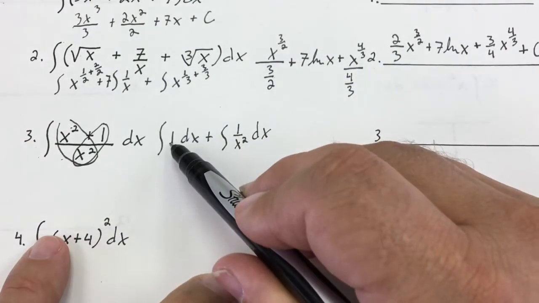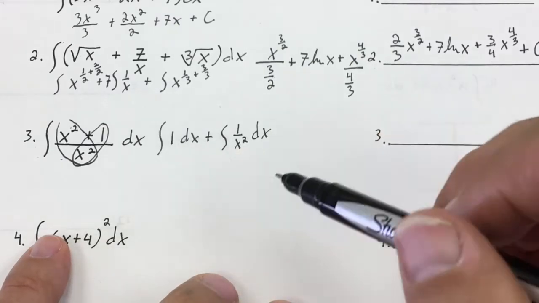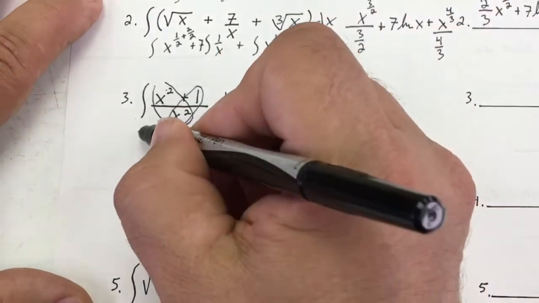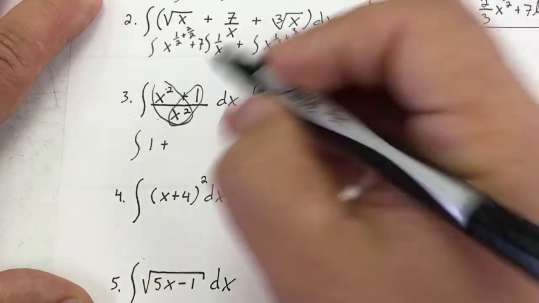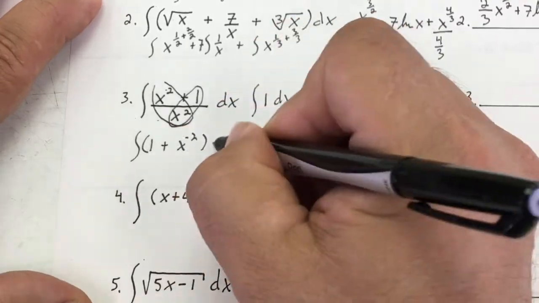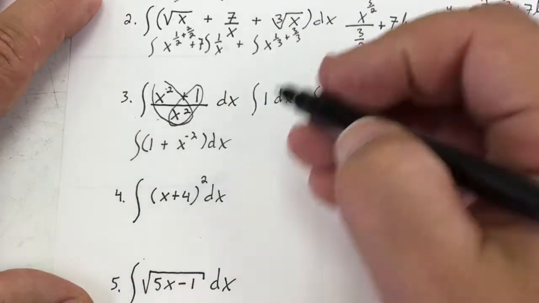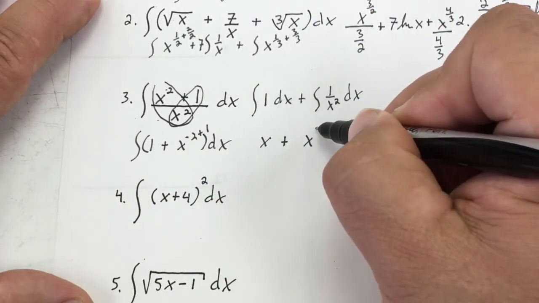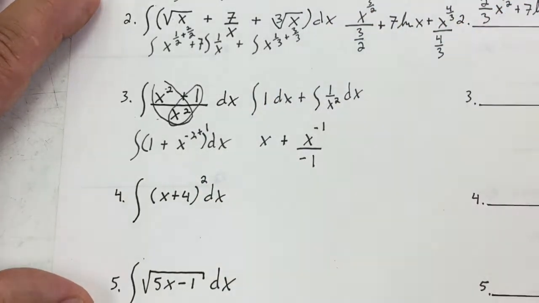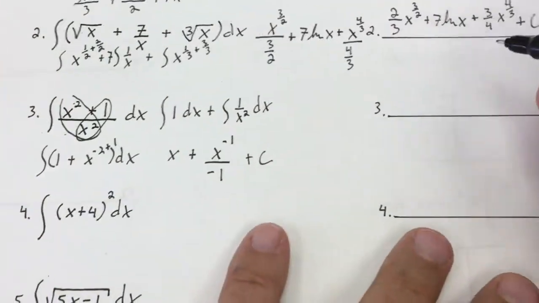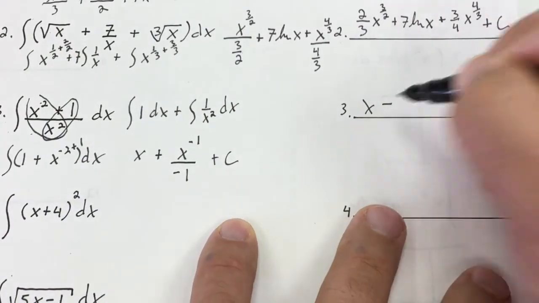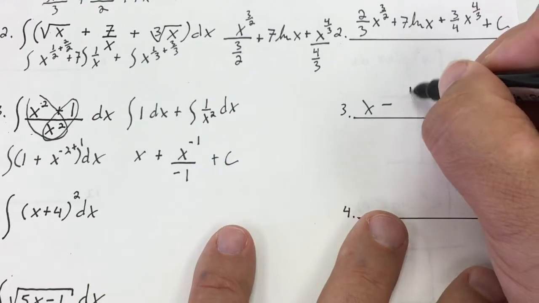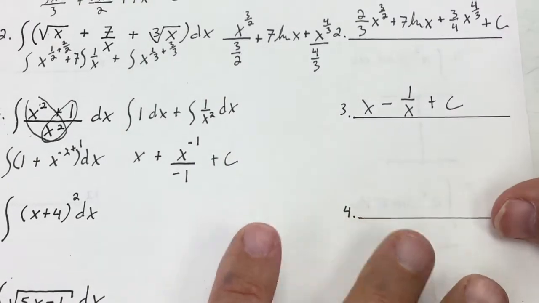This integral is kind of easy. That's just going to give me x. But this one I want to rewrite with a negative exponent. So I'm going to get a final simplified integral of 1 plus x to the negative 2 with respect to x. Integral of 1 is just x. I'm going to add 1 to negative 2. So this is going to give me plus x to the negative 1 divided by negative 1 plus c. Let me write my answer down. X minus, I'm going to rewrite that with a positive exponent, 1 over x plus c.